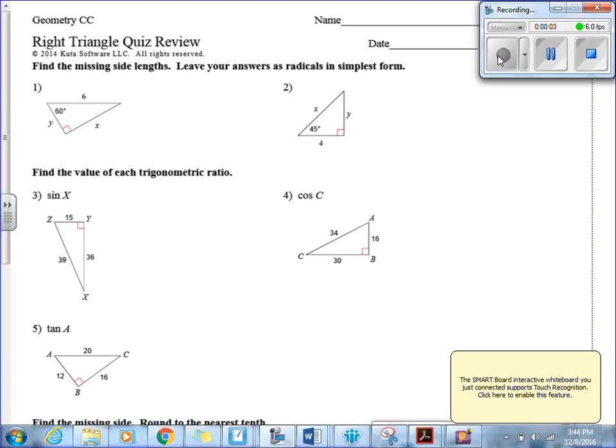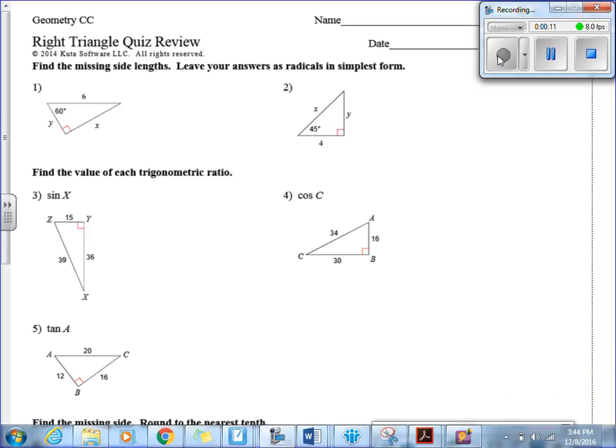Okay, so this is the review for our group quiz that we're going to take tomorrow. So the very first two problems are two of your most favorite problems that we've done, our special right triangles. And the way that we did them was that we made our list 30, 60, 90, and our formulas for the 30-degree angle, that's x radical 3, and 2x.